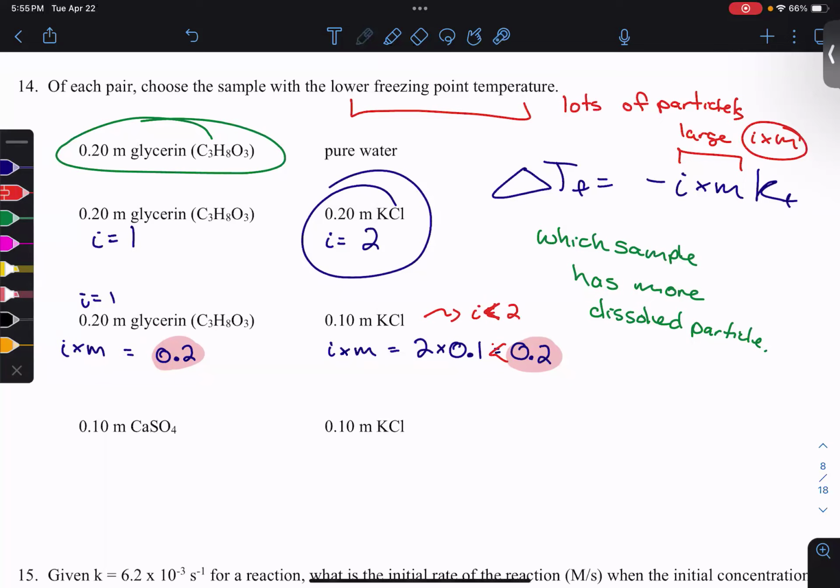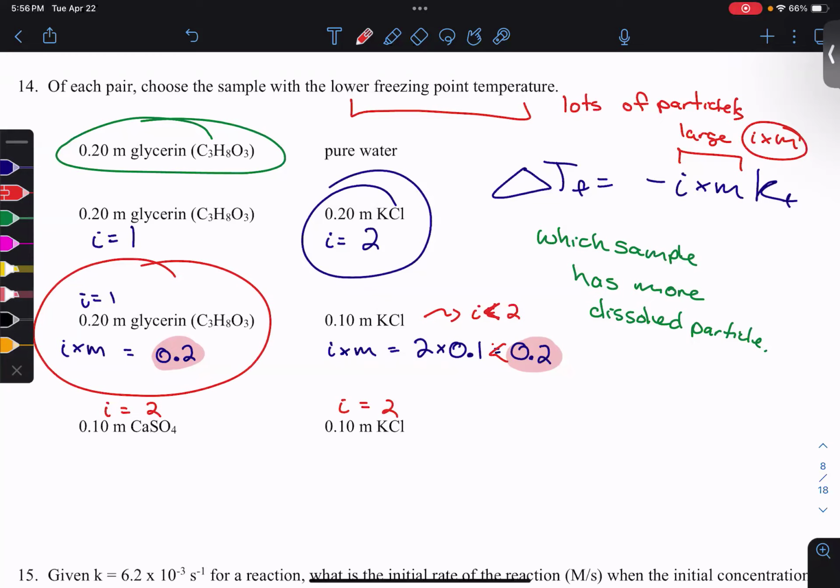So yeah, what's our answer here? Which one has the lower freezing point temperature? Which one has more particles? Glycerin, because it can't ion pair. So then it's the same treatment for this next one. You notice that both of them have I's of 2. Or do they? They don't.